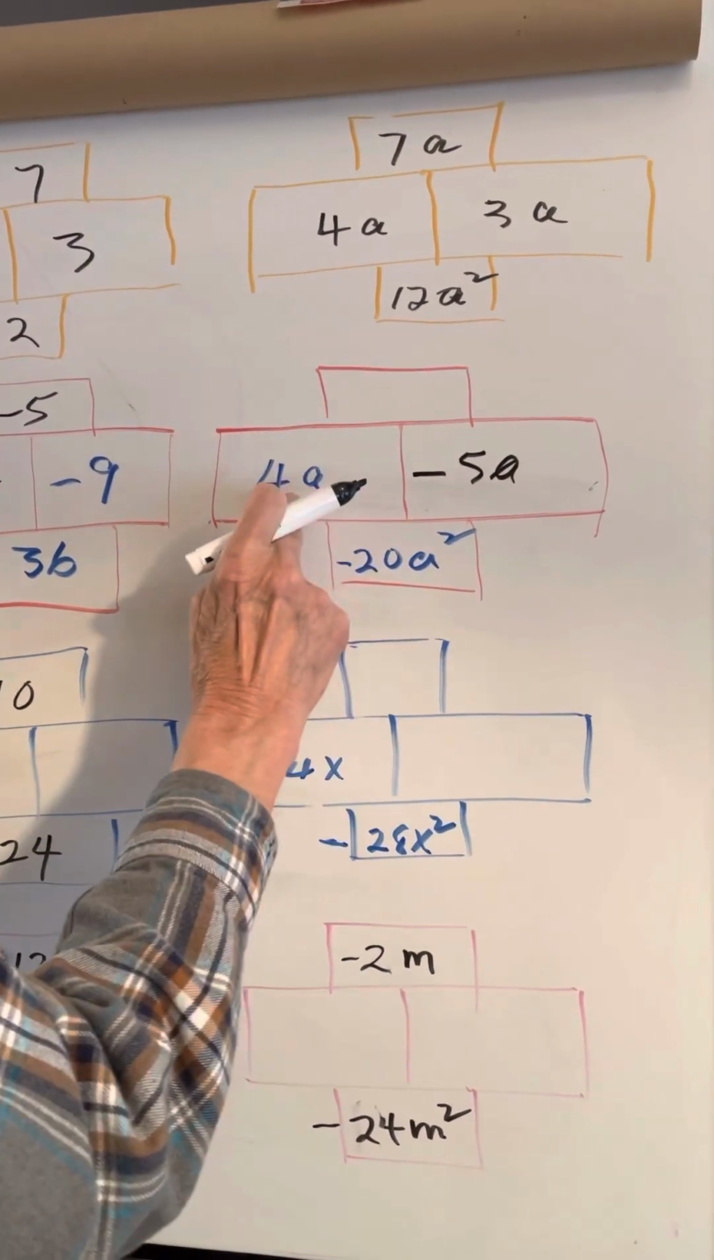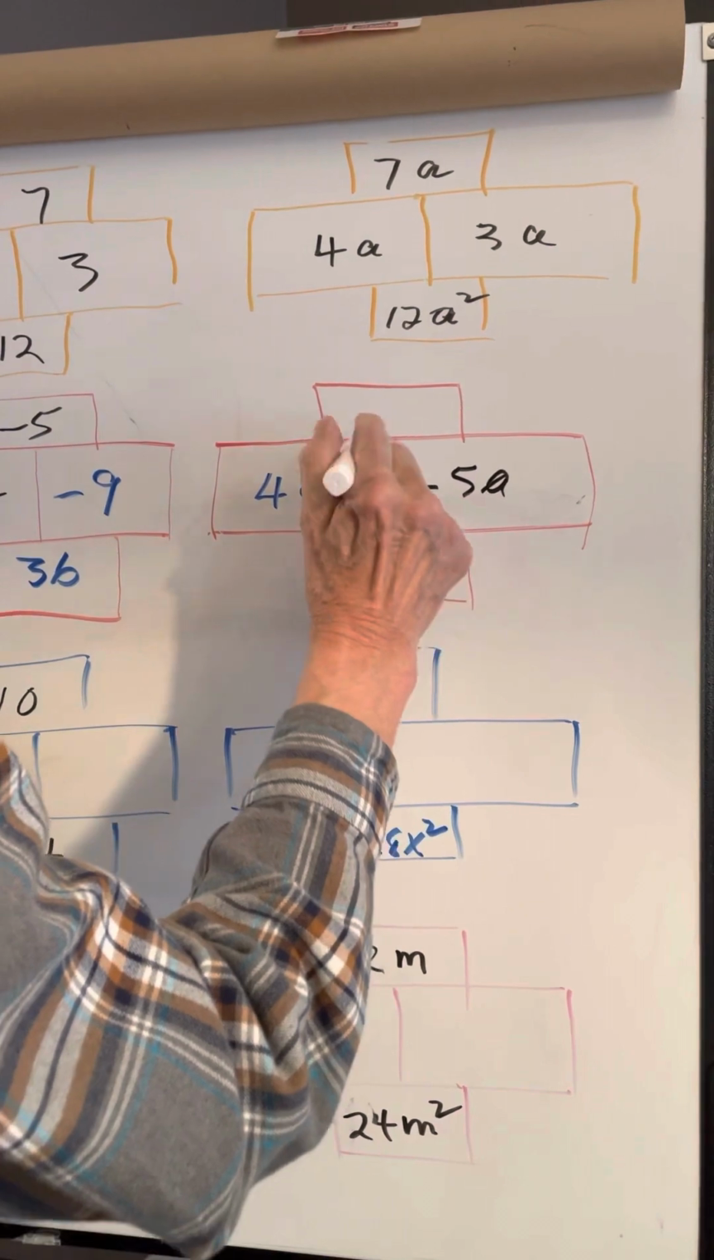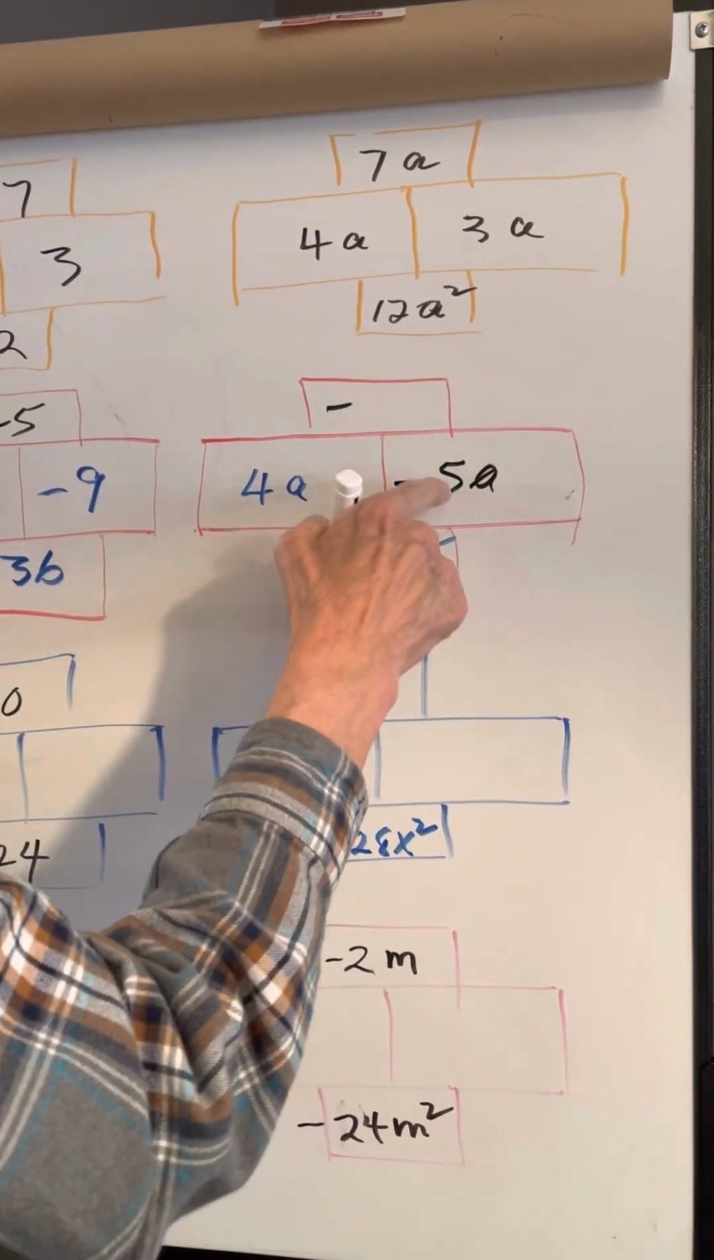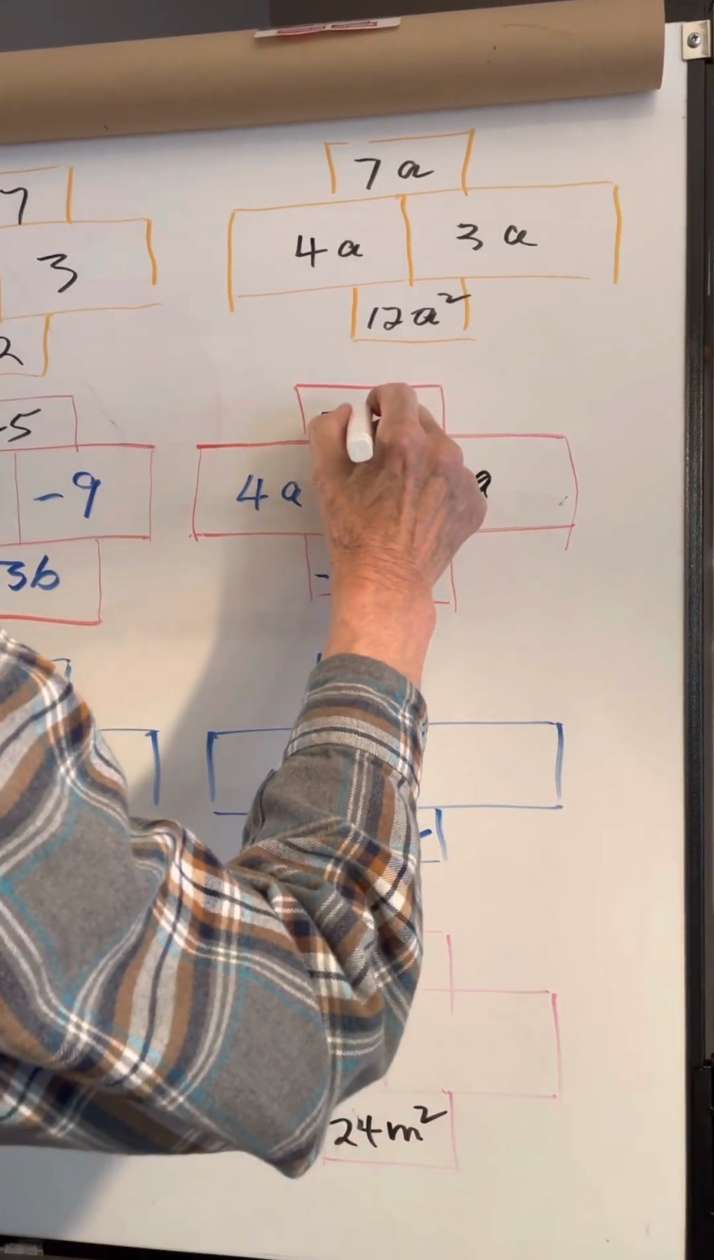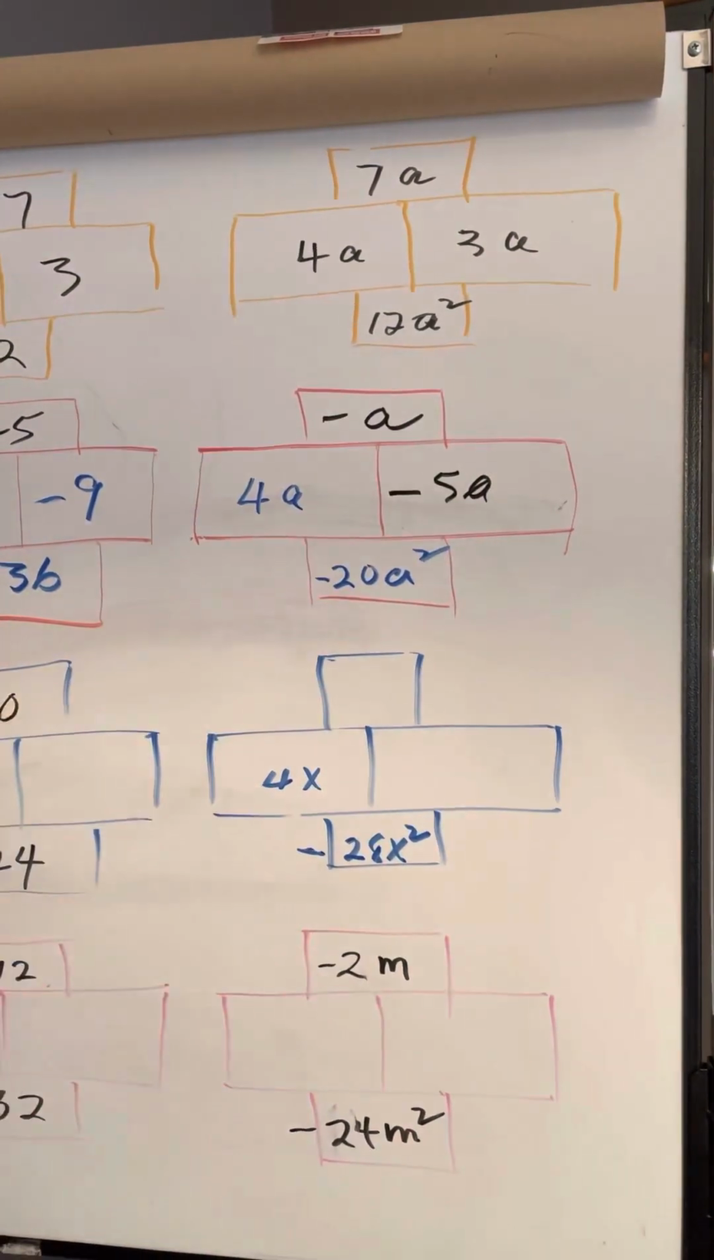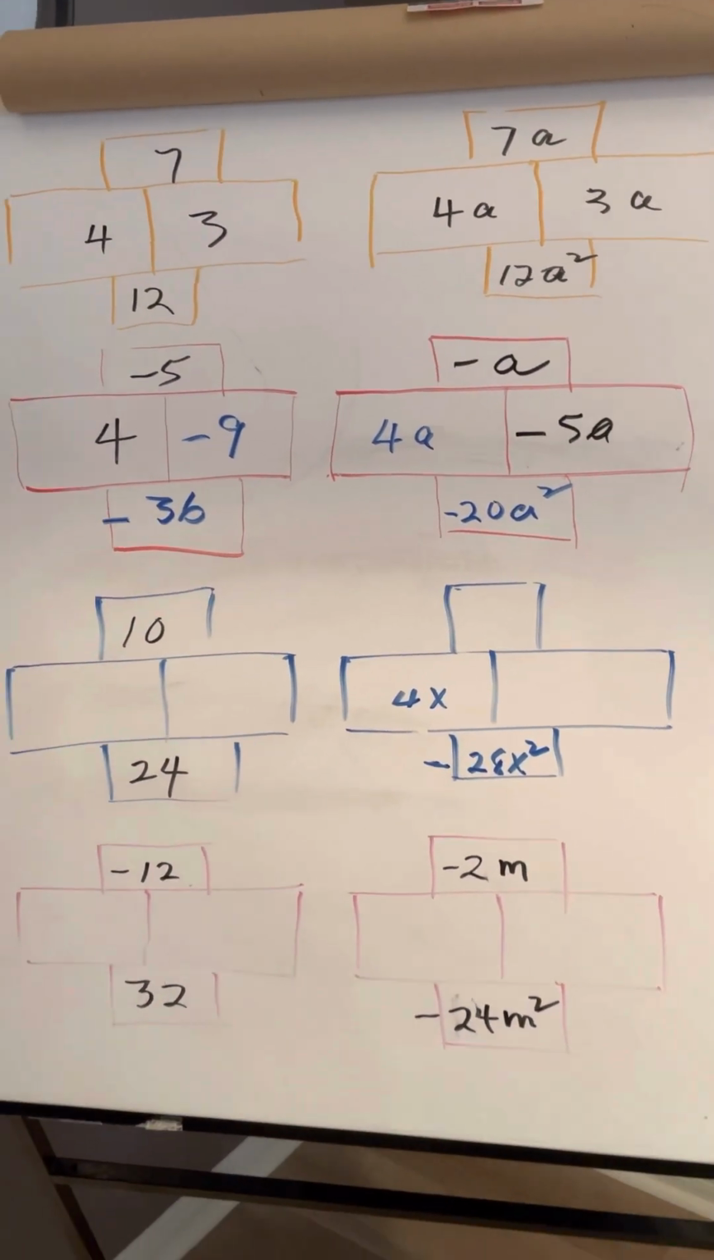Now over here I have to add this. This is negative, so my answer will be negative. Minus 5 plus 4 would just be 1a. So it's going to be a. I hope this is going okay.